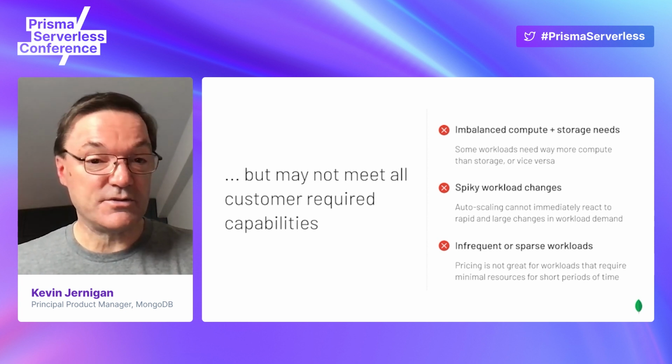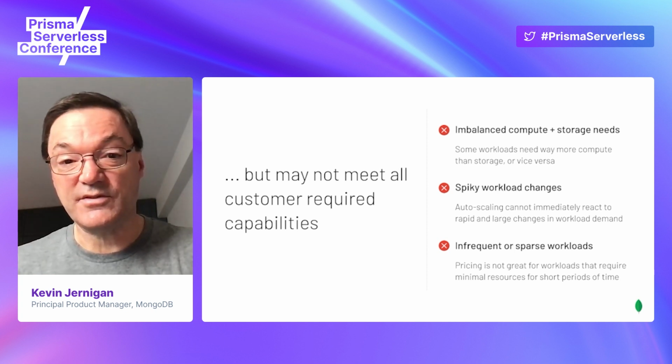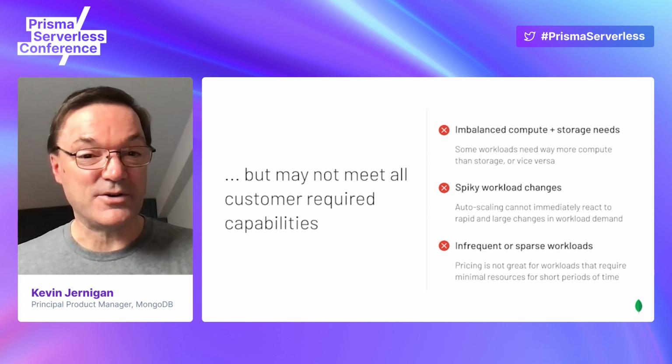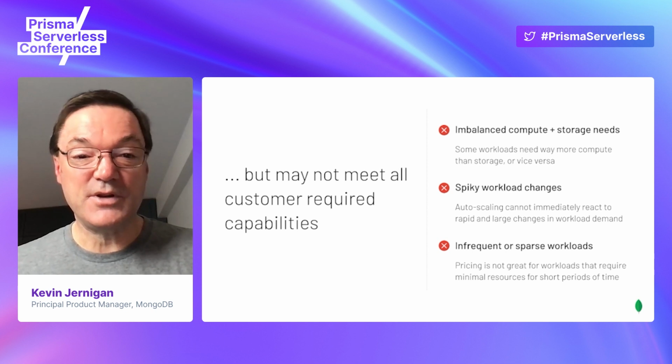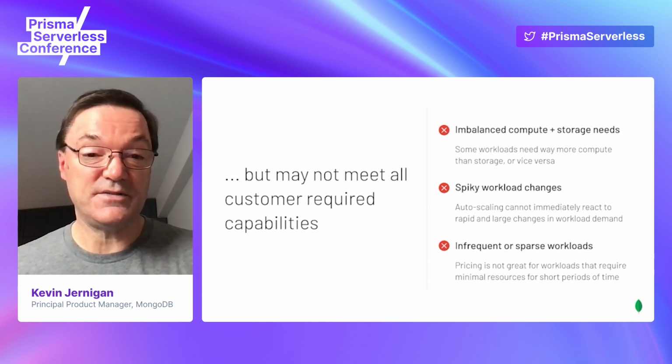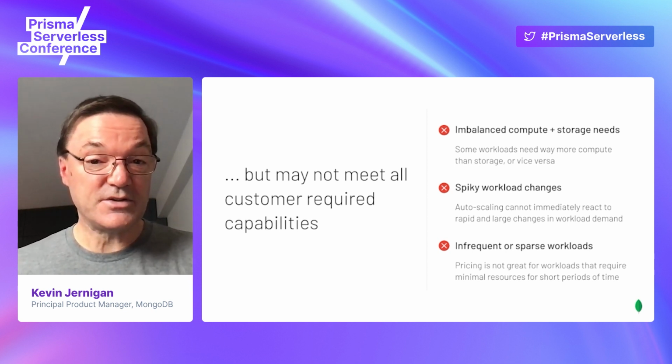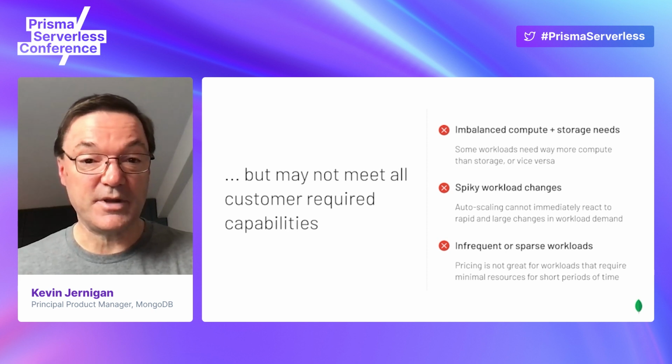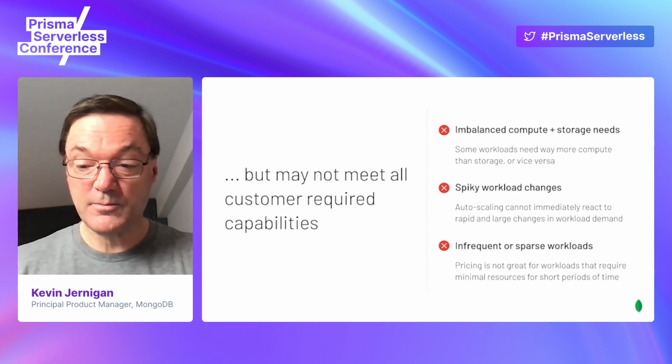You may have a microservices architecture that runs a job once a day for 5 minutes, or once a month for 3 hours. These types of infrequent and sparse workloads aren't cost-effective to run on Atlas because there's so much idle time, and therefore you're paying for a lot of unused capacity.